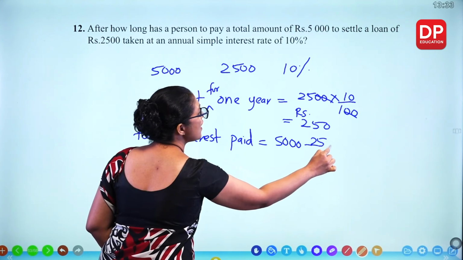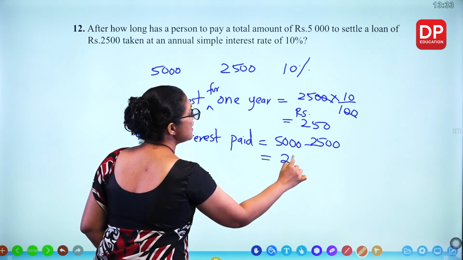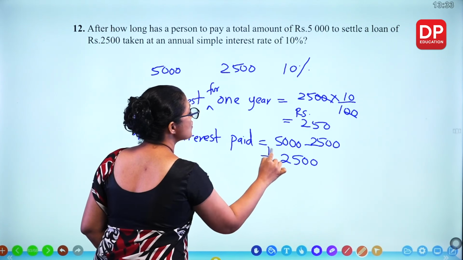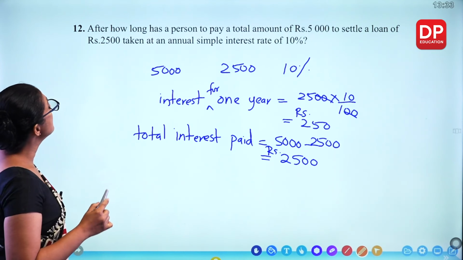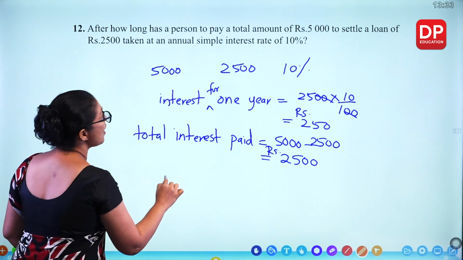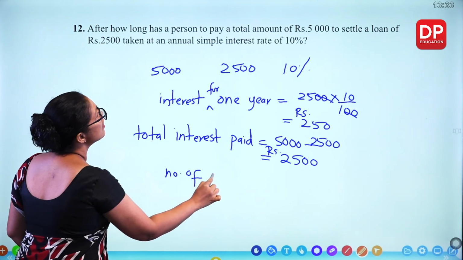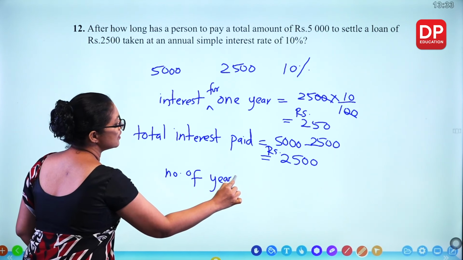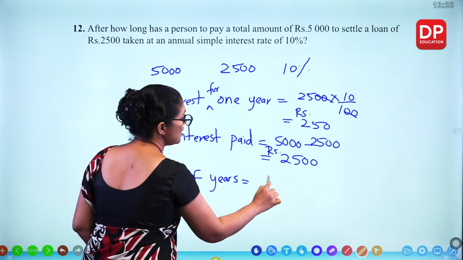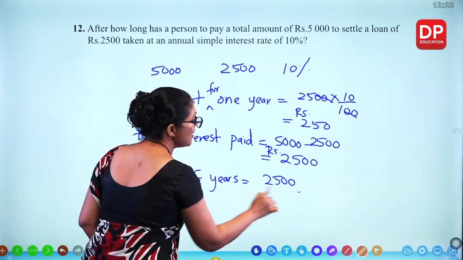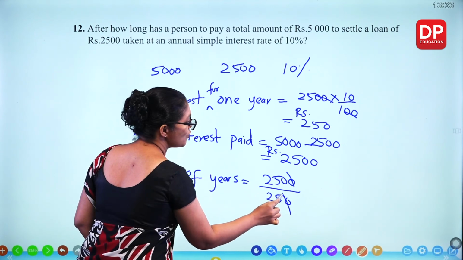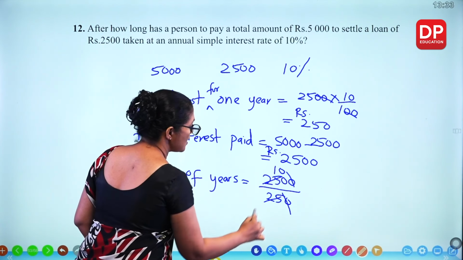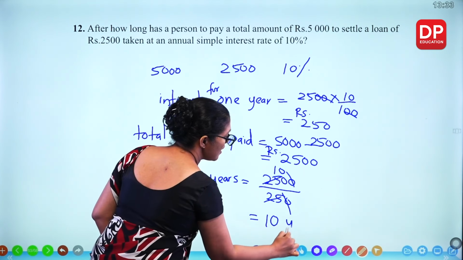5,000 minus 2,500. So total interest is 2,500 rupees. So how many years are there? So number of years is equal to total is 2,500, annual interest is 250. So when you divide, you get 10 years as the answer.